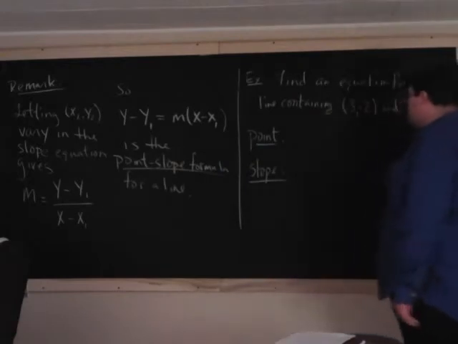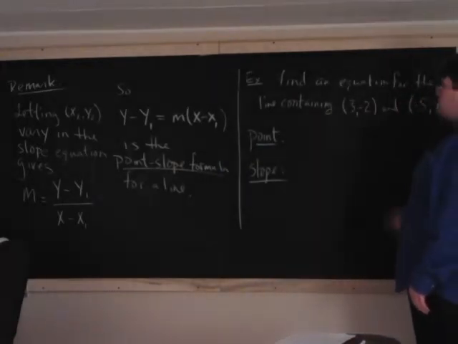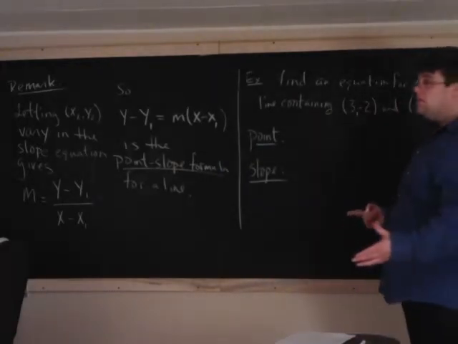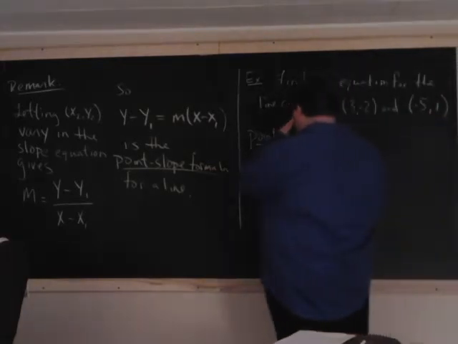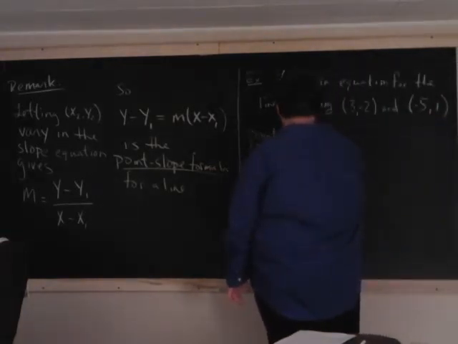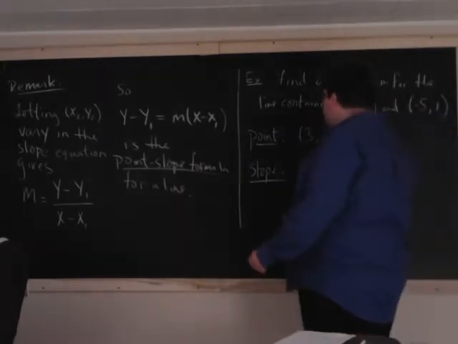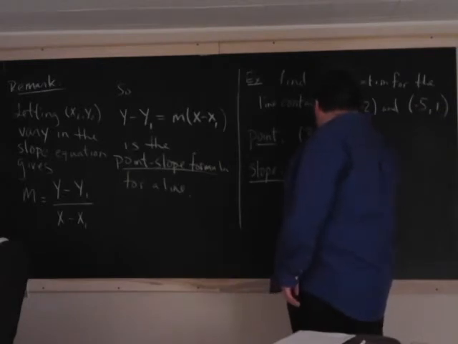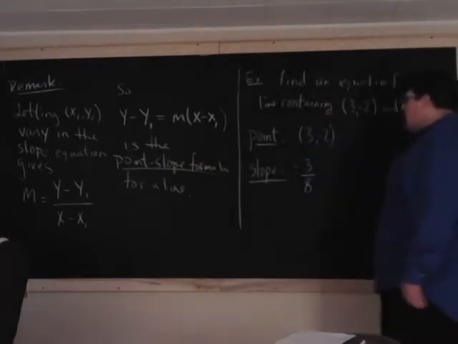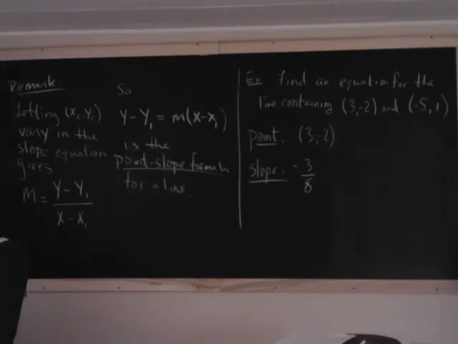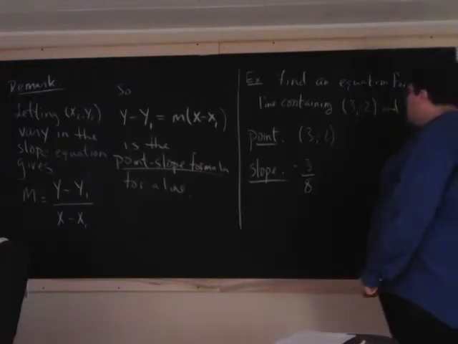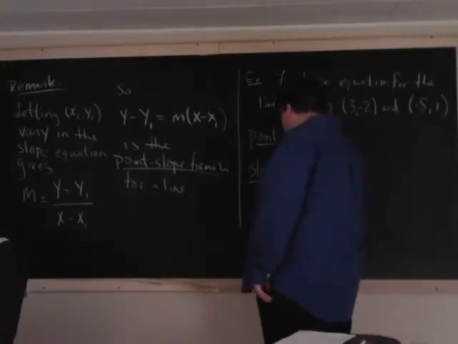Well, a point: there are 2 points we could choose. You could choose either point. I'll choose the first one because it's written first. You could choose either one. It'll give you the same equation. Now, the slope we found in the previous example, which was -3/8. Was it -3? Yeah, it was -3/8. So we have a point, we have a slope, so we can find an equation for the line using the point-slope form.